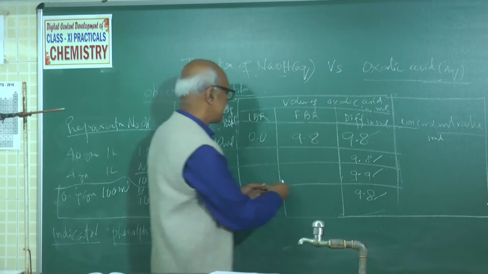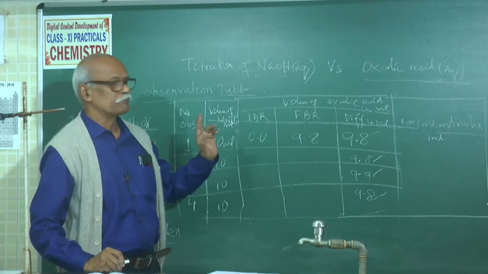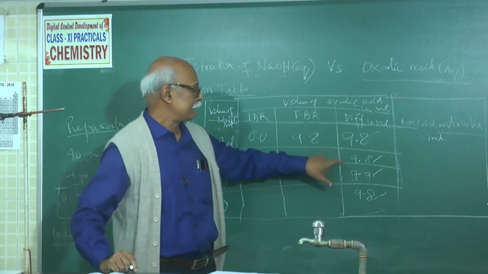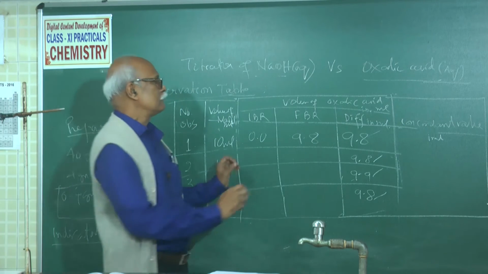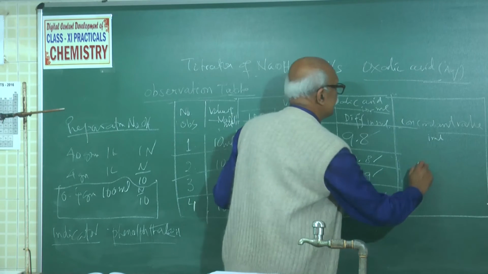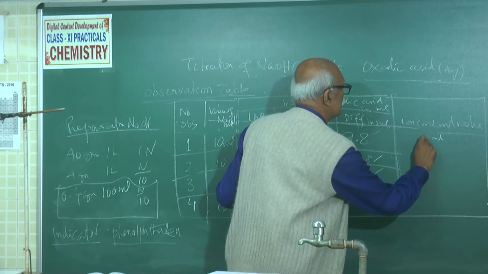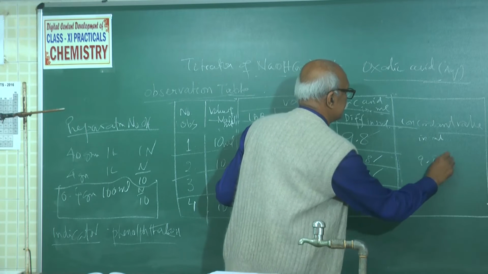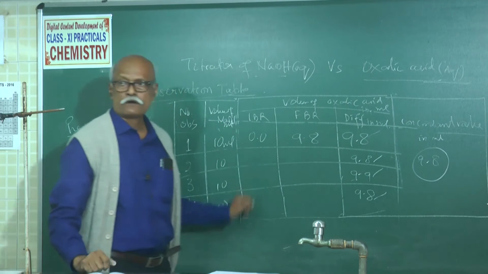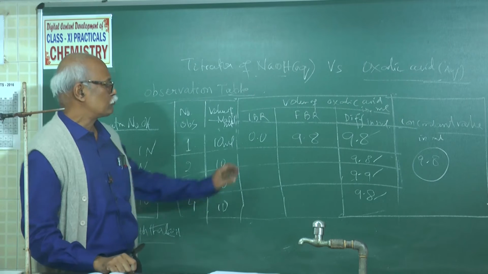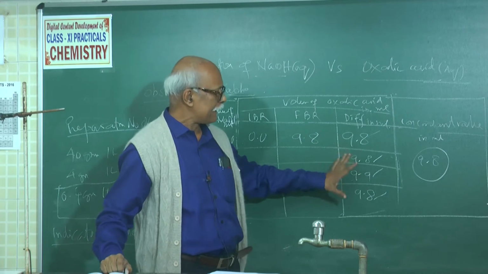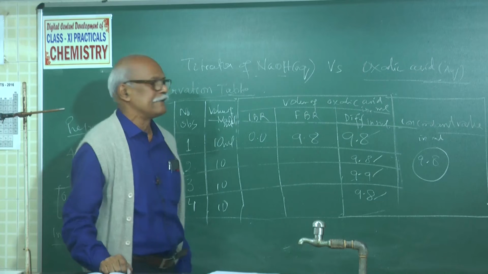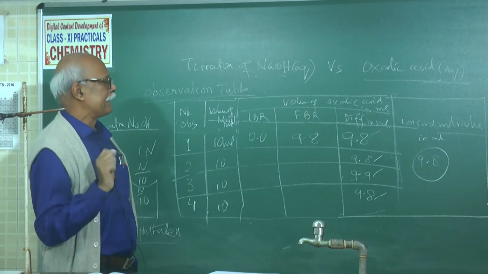Suppose we are now getting 4 readings. Out of these 4 readings, the first reading, second reading, and fourth reading are concordant ones. So the concordant value in milliliter will be 9.8. For calculation purposes, we have to choose 9.8. Don't take 9.9. If 9.9 is repeatedly coming thrice, then you can take it.